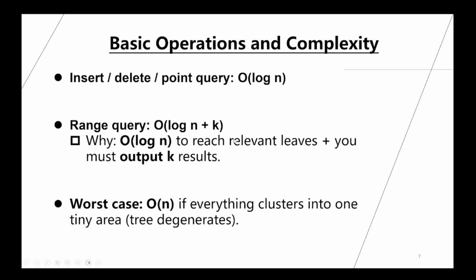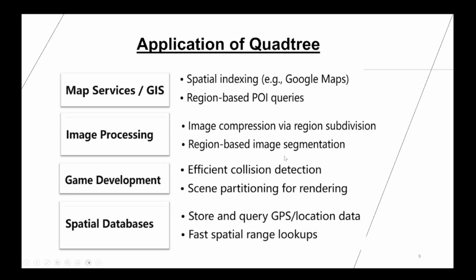And the k part is special because once you find the relevant leaves, you actually have to return k matching points, and outputting k things takes O(k) time. We have to keep this form complete, because when n and k are both large, log n will be much smaller than k. So we have to keep k in this expression. For the worst case, if the points are clustered in just one tiny area, then the tree keeps splitting and splitting only in that one corner. That means it will turn into a deep, skinny tree, almost like a linked list. At that point, you're basically back to checking every point one by one, which is O(n) time.